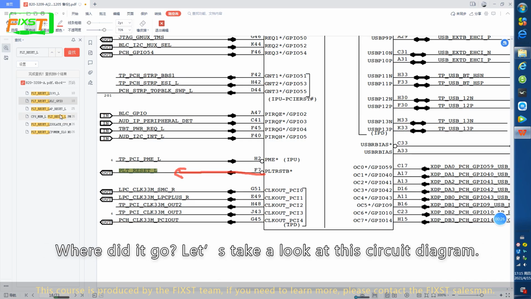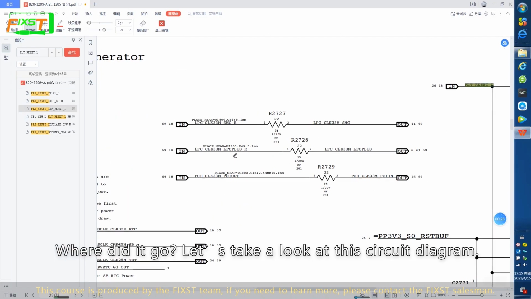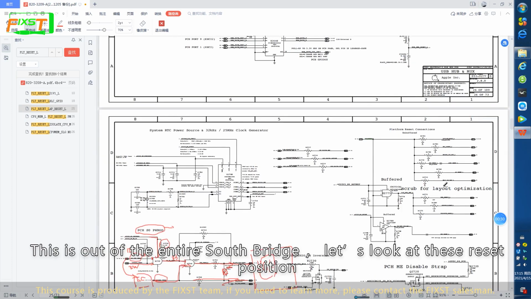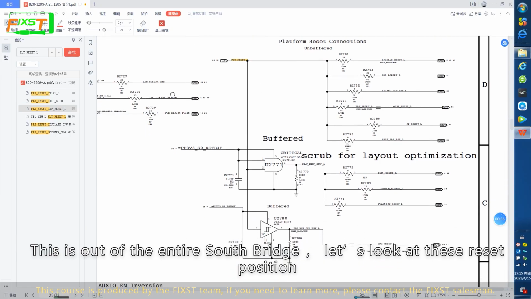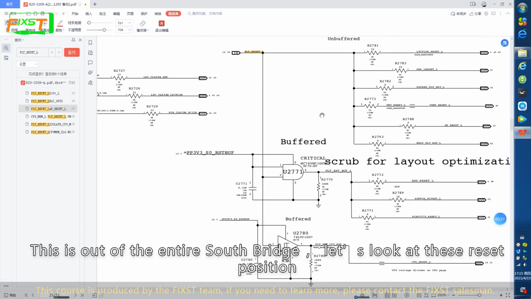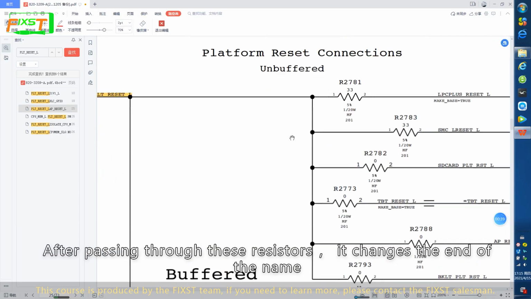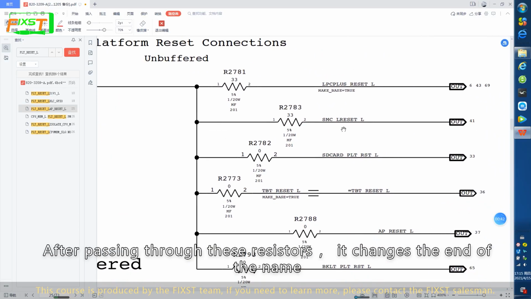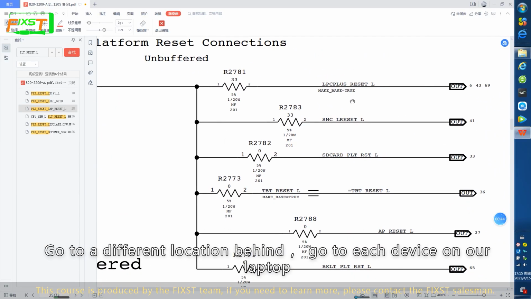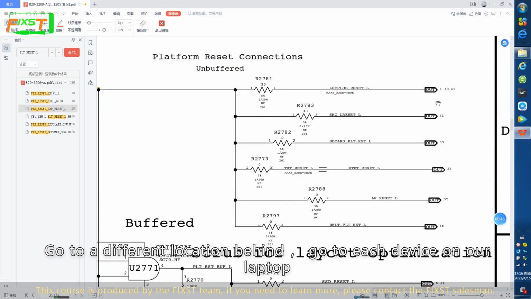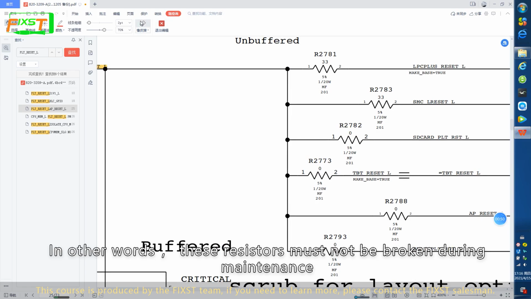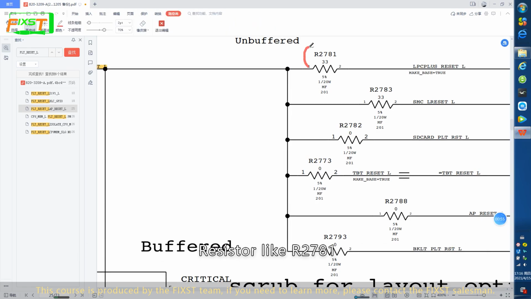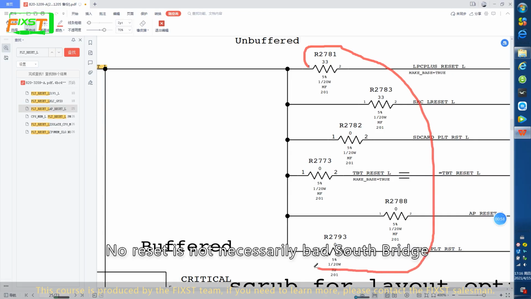Where did it go? Let's take a look at this circuit diagram. This is the output of the entire Southbridge. Let's look at this reset position. After passing through this resistor, it changes its name and goes to different locations behind, to each device on the laptop. In other words, this resistor must not be broken during maintenance. Resistor R27A1.